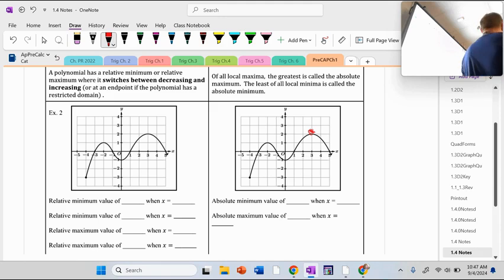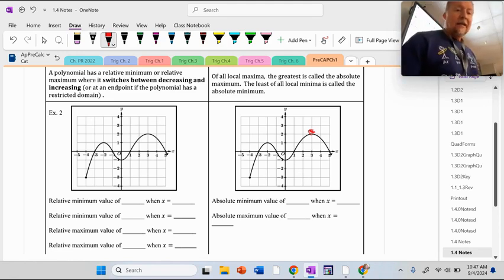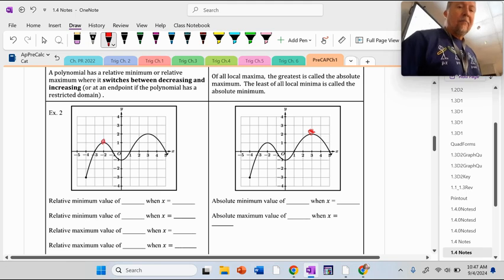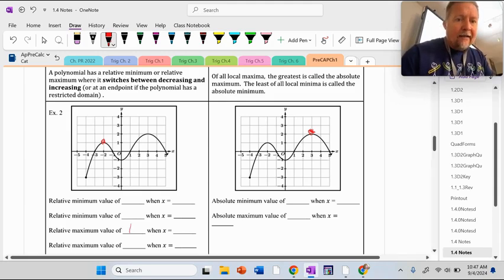Because absolutely that is the highest y value, correct? You see that? Okay, so that's why that's over there. So I'm going to ignore it on my relative side. Here is a relative max, and I want to get to where that is. So I have a relative max of, is the y, x is the where.